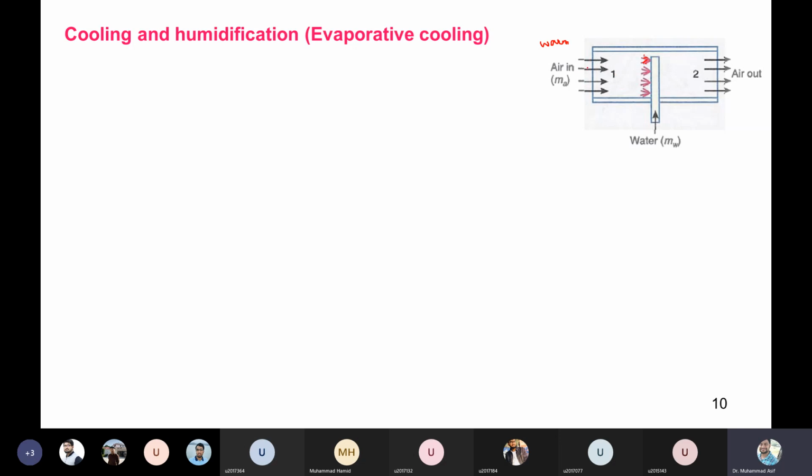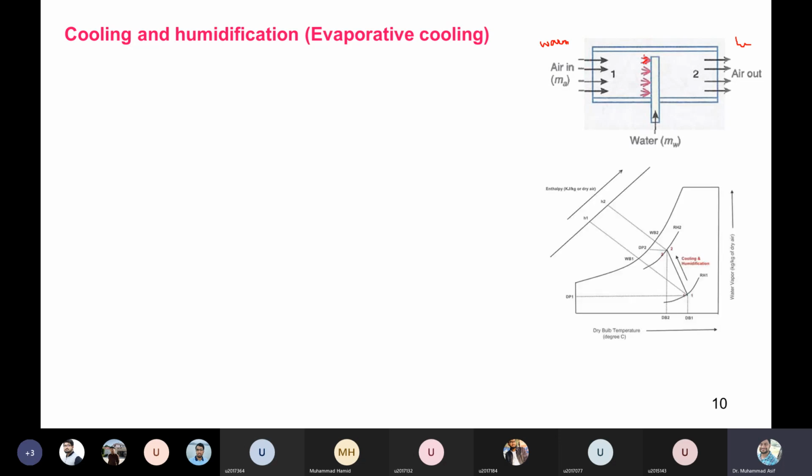So when the outside hot air comes in contact with the cold sprayed water, as a result, the outgoing air is humid, because you are adding humidity. This is humid and cooler. That means you have decreased the dry bulb temperature, but you have increased the humidity ratio, right? So that's called the cooling and humidification process. This process takes place in an air cooler.